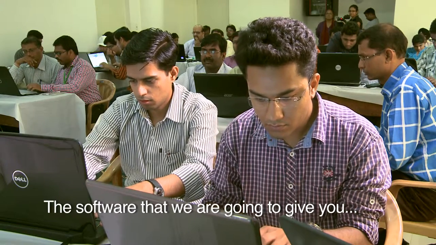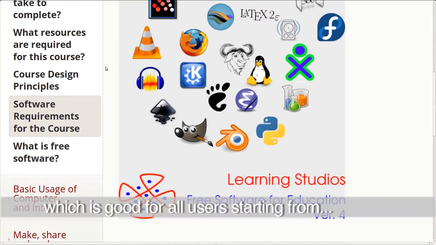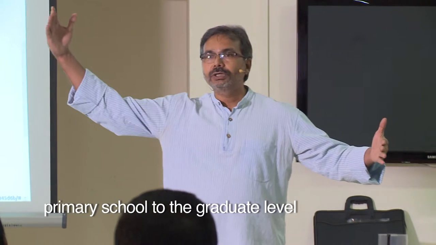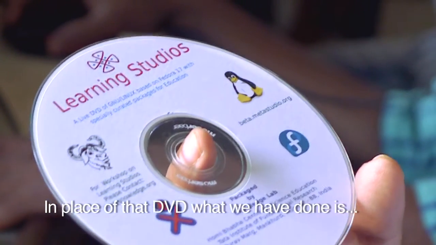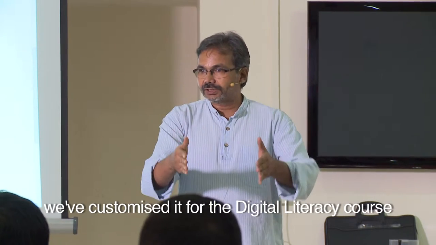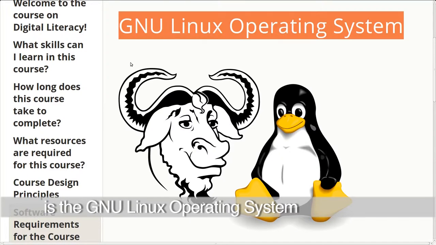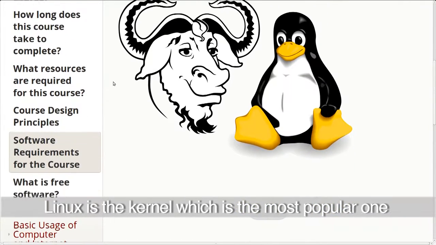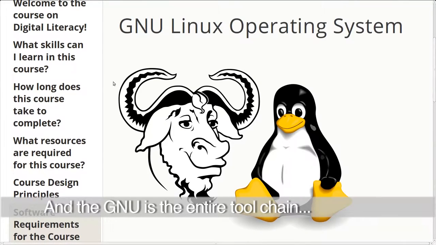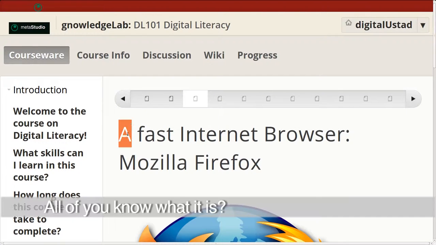The software that we are going to give you is called the Learning Studios, which is customized just for this course. Usually Knowledge Lab makes a DVD, which is good enough starting from primary school to the graduate level. So this is the DVD. In place of that DVD, we have customized it just for the digital literacy course. And the operating system that we are using for this course should be the GNU Linux operating system. So this is the symbol. Linux is the kernel, which is the most popular one, and GNU is the entire tool chain that powers the operating system. So this is very popular, right? All of you know what it is?